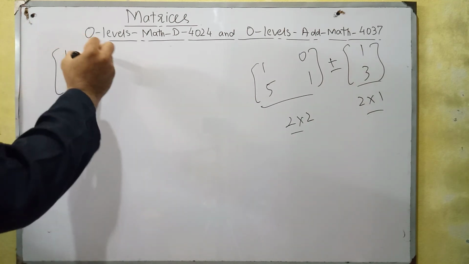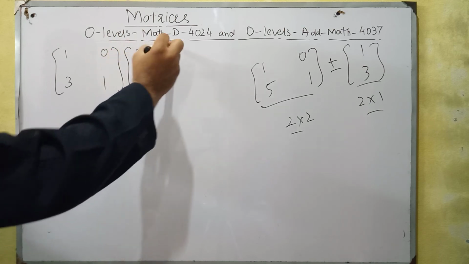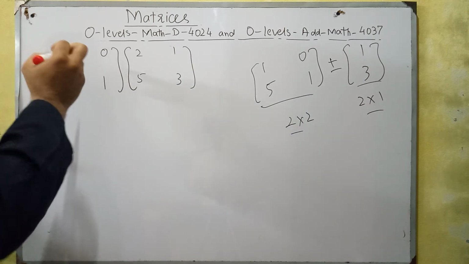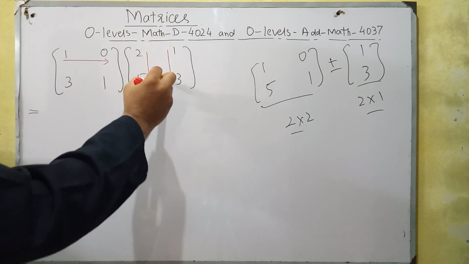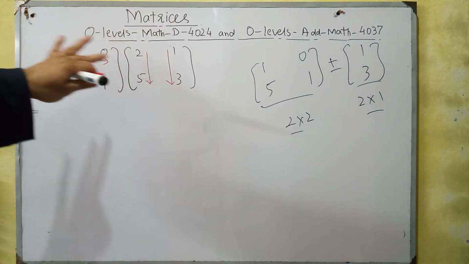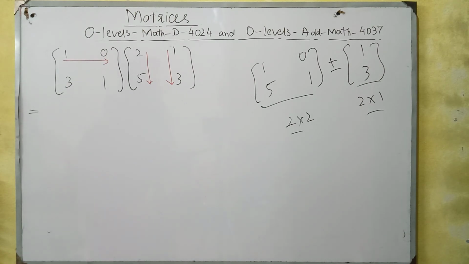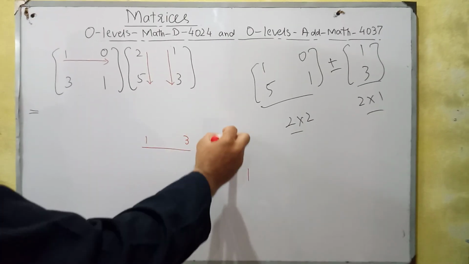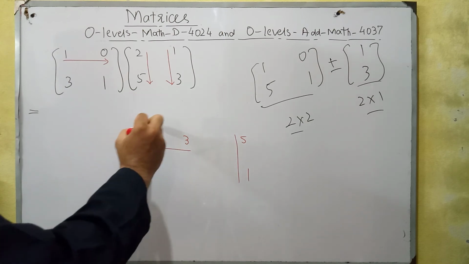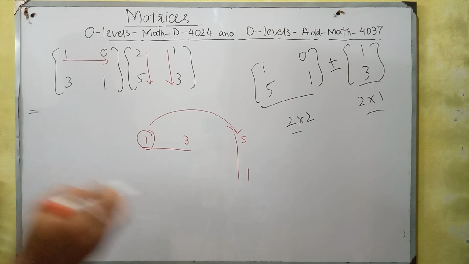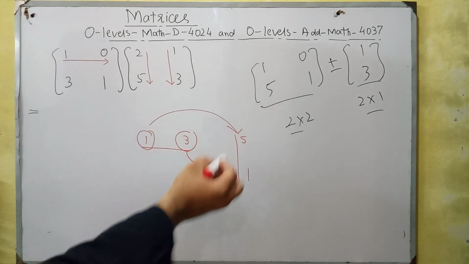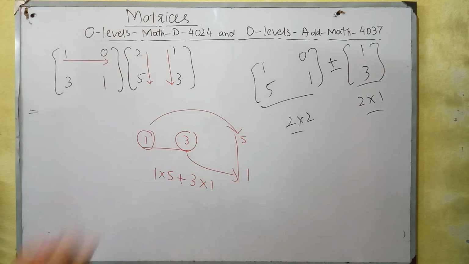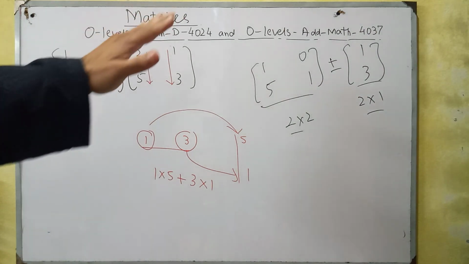If we multiply these two matrices, 1, 0, 3, 1 with 2, 1, 5, 3. Now we will start with the first row. First of all, we will multiply this row with both columns. And there is a method that if we multiply a row with a column, this is a row and this is the column, the left element of the row is multiplied with the upper element of this column. And similarly, the right element of the row is multiplied with the lower element of the column. So we'll have 1 multiplied by 5 plus 3 multiplied by 1. In this way, we will multiply these rows with these columns.